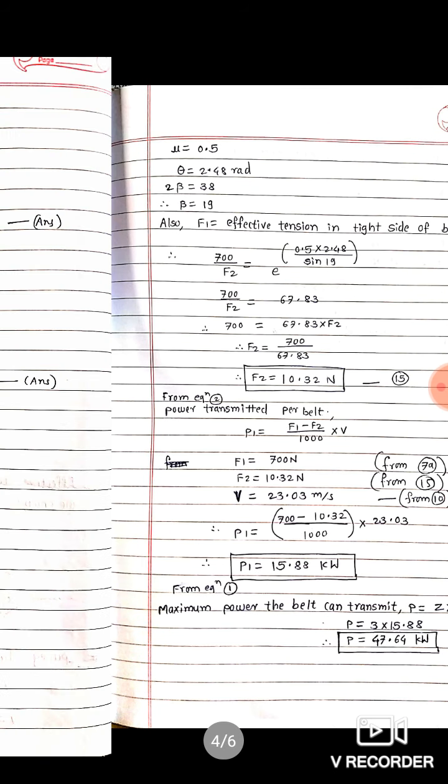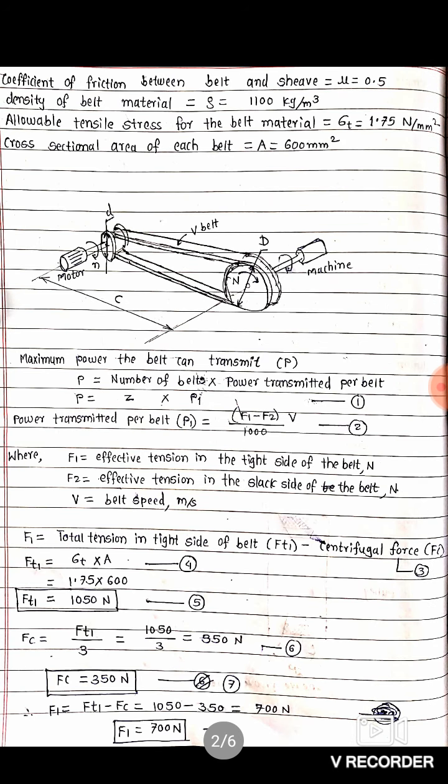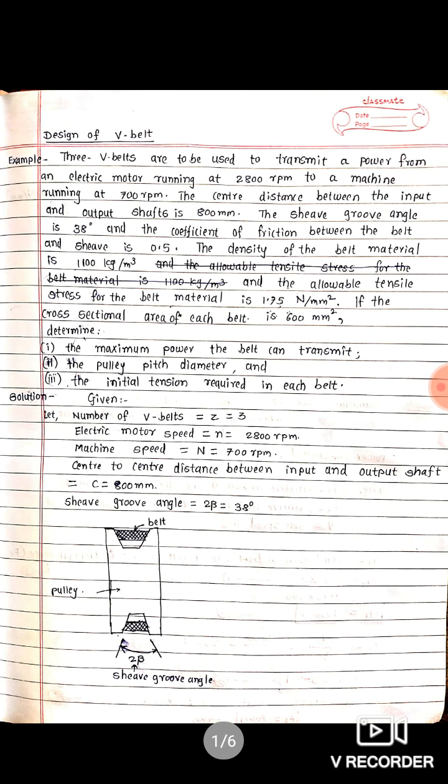So in this way we calculate all the three answers, that is the maximum power the belt can transmit, P, then the pulley pitch diameters, that is small d and capital D, and the initial tension required in each belt, that is Fi. So here we complete this problem.